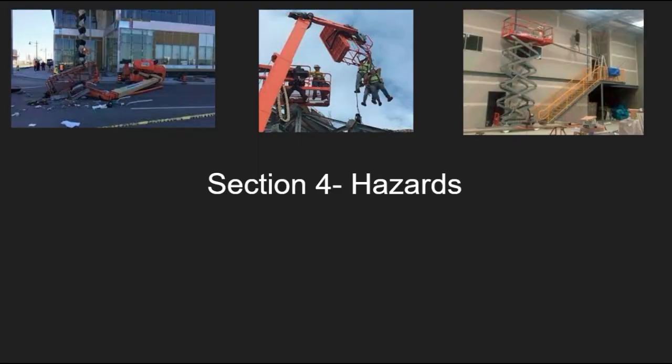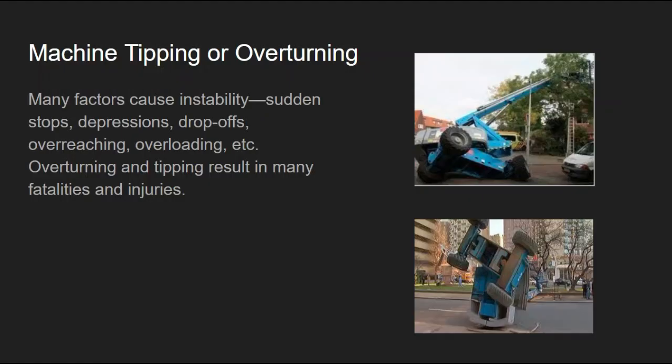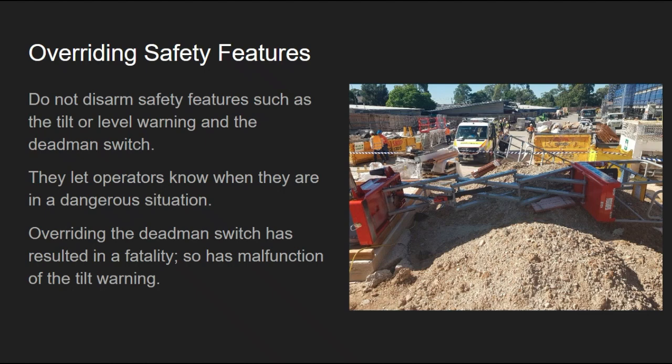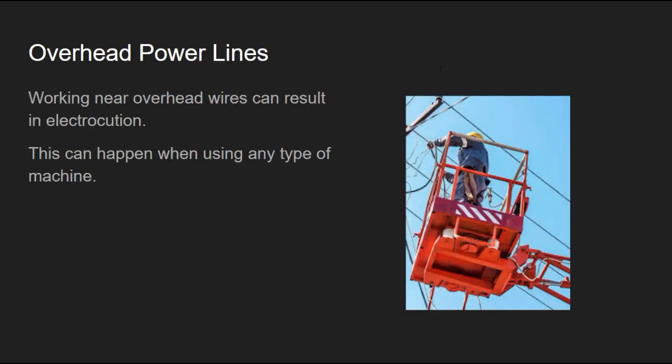Section 4. Hazards. Many factors can cause instability: sudden stops, depressions, drop-offs, overreaching and overloading, etc. Overturning and tipping result in many fatalities and injuries, just like the last video that you had just seen. Do not disarm safety features, such as the tilt or level warning and the deadman switch. They let operators know when they are in a dangerous situation. Overriding the deadman switch has resulted in a fatality, so has malfunction of the tilting warning.